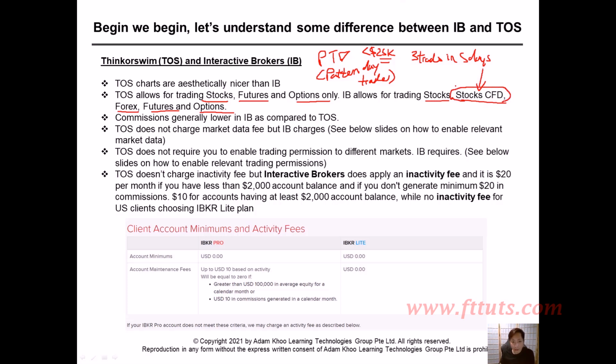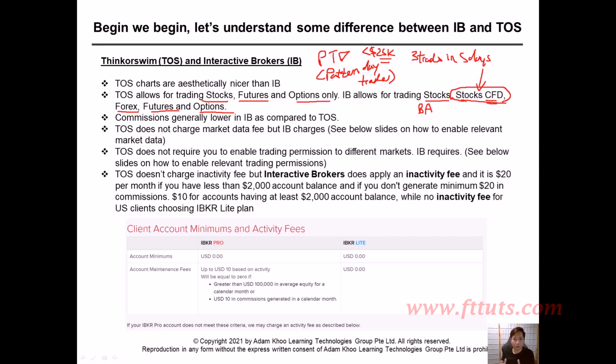For example, if you enter Boeing, but you know that your account is less than $25,000, and you don't want to be restricted by the pattern day trader rule in case you want to do more trades later on, you can enter the trades in stock CFD instead. The pricing is the same, the commission is about the same. The only difference is the margin could be a bit higher when you're using stock CFD.